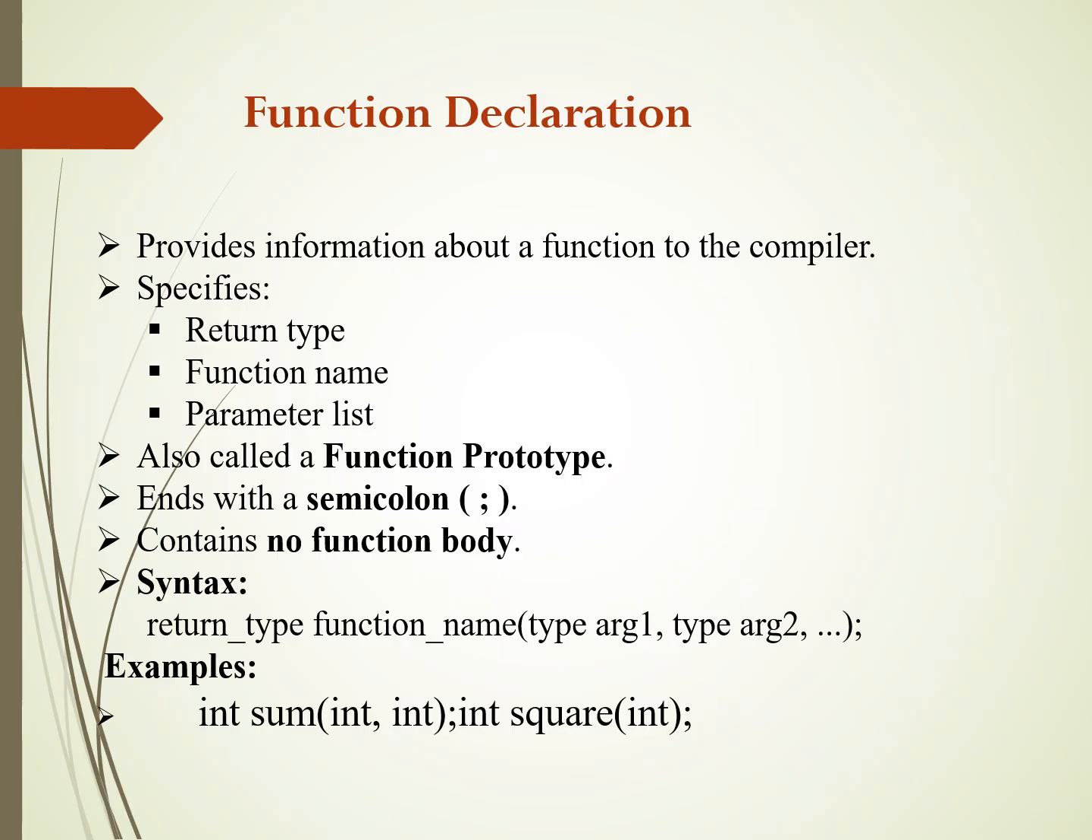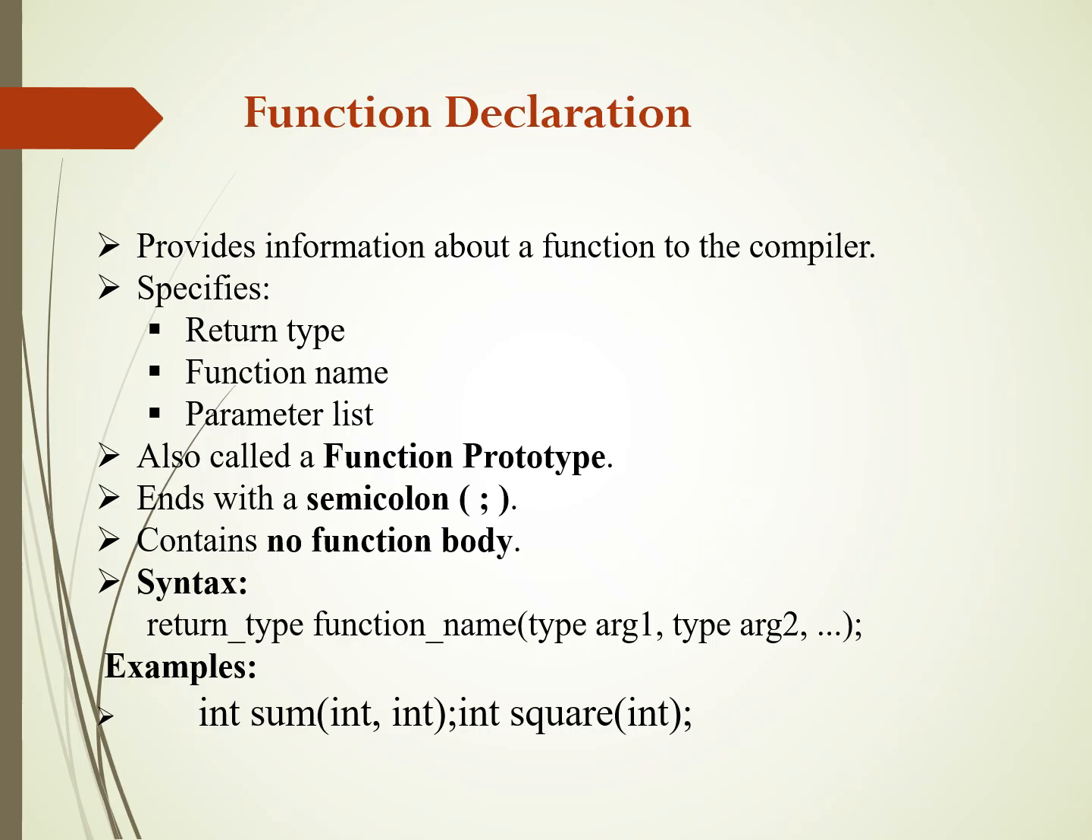Now let's understand function declaration in C programming. A function declaration is also known as function prototype. It provides information about a function to the compiler before the function is actually used. It tells the compiler that a particular function exists and can be called later in the program. A function declaration specifies three important things: return type, function name, and parameter list. However, it does not contain the actual code of the function. The implementation is written separately in the function definition.